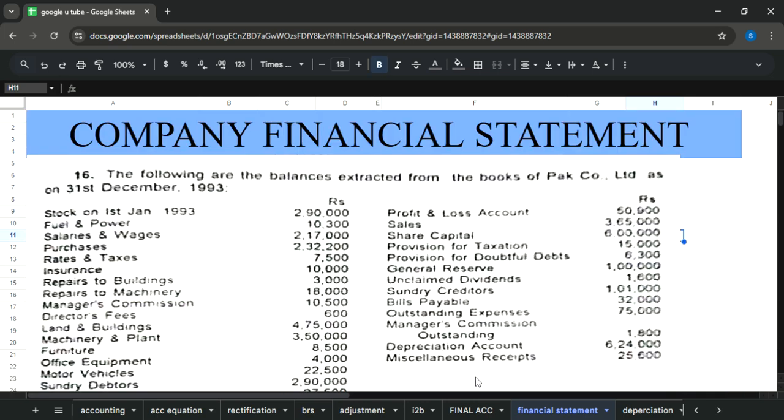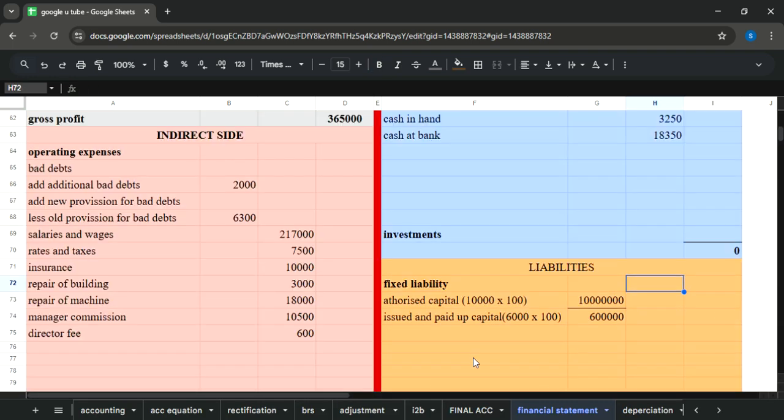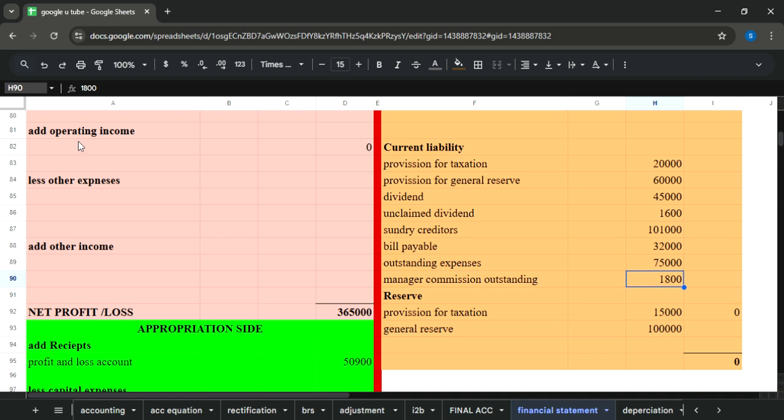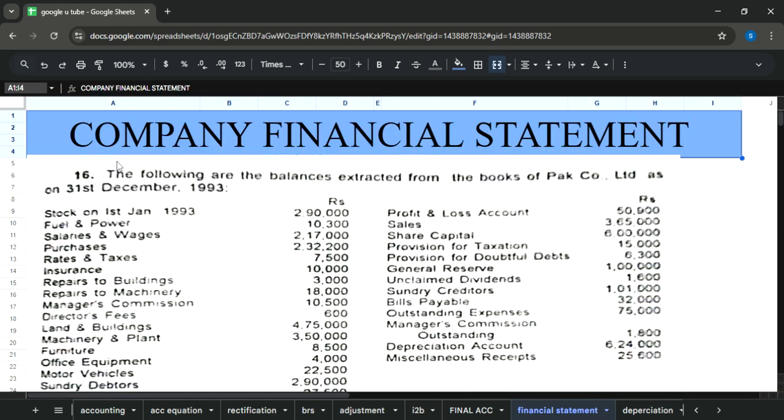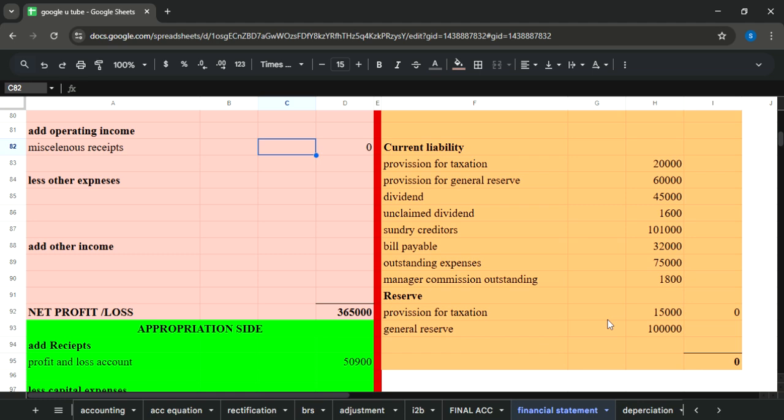Next, miscellaneous receipts. So we'll go to the operating income side, and here miscellaneous receipts would be mentioned, the amount of which is 25,600. So just write down 25,600 in the operating income side.